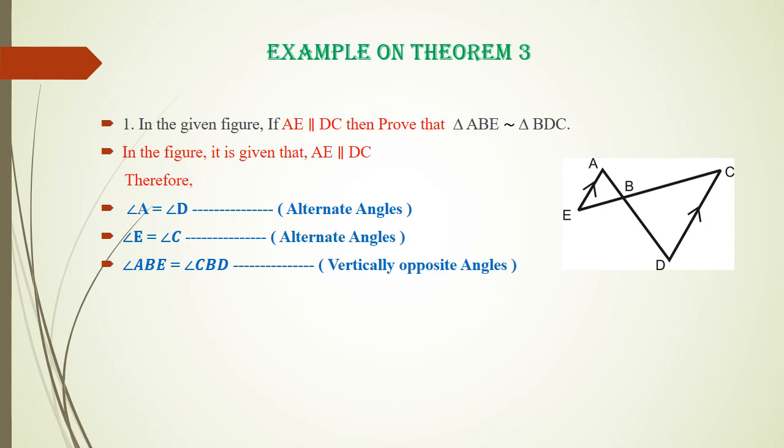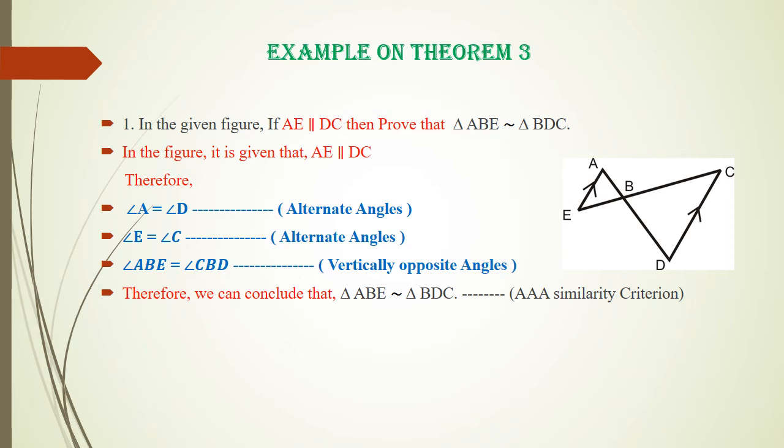Now we have proven that all these three angles of the given triangles are going to be equal. Therefore we can conclude that triangle ABE is similar to triangle BDC by the AAA similarity criterion according to theorem 3. Similarly, you can approach any problem wherein if you prove any three angles of two given triangles as equal, or even if you prove only two angles of two given triangles as equal, then you can easily declare those two triangles as similar triangles.